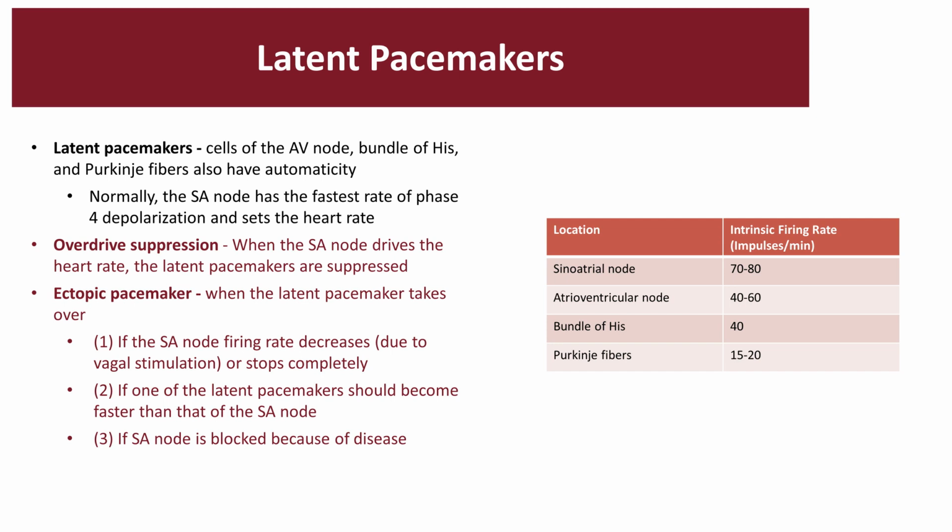There is a phenomenon called overdrive suppression. This is when the SA node drives the heart rate, and that causes the other pacemakers to be suppressed. However, if the SA node is damaged, or if the vagus nerve is not functioning, or if there is some sort of blockage via diseases, or if one of the latent pacemakers were to somehow get faster, then an ectopic pacemaker would occur. That means any of the other latent pacemakers taking over the SA node's speed.